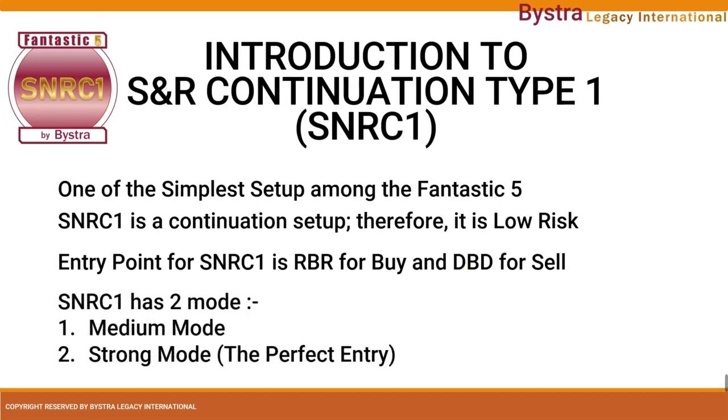So the SNRC1 has two modes. One is a medium mode and the other one is the strong mode. For the strong mode, you can enter with a bigger lot. So this is what we call the perfect entry. For the perfect entry, we can use the trend line as our confluence, or we can use the engulfing candle as our strong confirmation as well. So let's get started into the SOP.